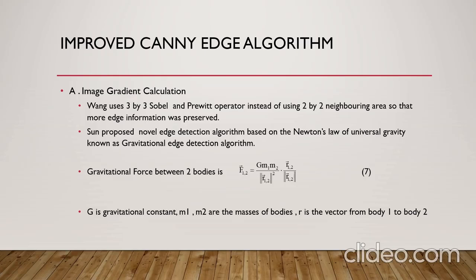Later, Professor Livingston proposed a novel edge detection algorithm based on the Newton's law of universal gravity known as gravitational edge detection algorithm. It is based on the gravitational force between two bodies, given by the formula G into m1 m2 by magnitude of r12 whole square into r12 unit vector, where G is the gravitational constant, m1 m2 are the masses of the bodies, and r12 is the vector from body 1 to body 2.